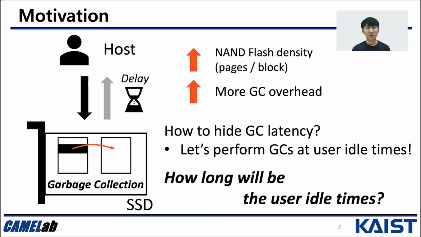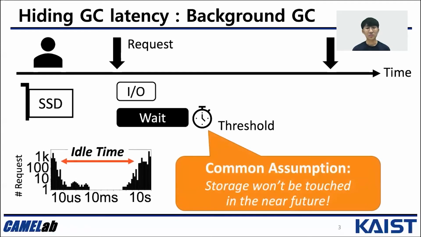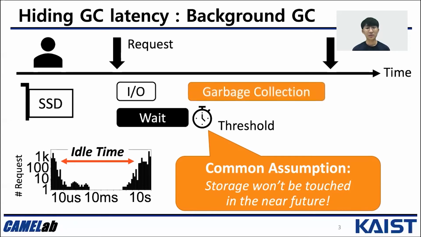However, the problem of predicting how long the user idle time will be remains unsolved. A typical approach for predicting user idle time is using a threshold-based rule. This rule relies on an already simplified assumption that storage will not be used in the future once the user does not access storage for a while. Based on this assumption, they schedule GC when no IO request is given for a certain amount of time.